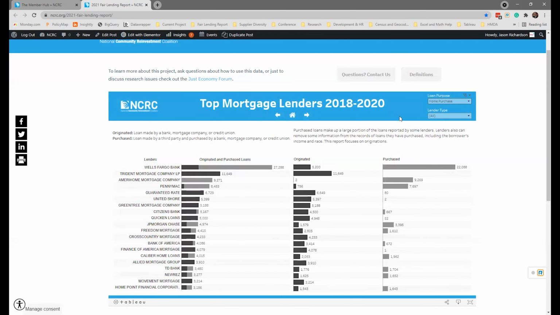Purchase loans often don't have information that we need to do analysis. They often do not have income or race ethnicity for the applicant. So largely in this report, we focus on loan originations. Let's take a look at the top originators.